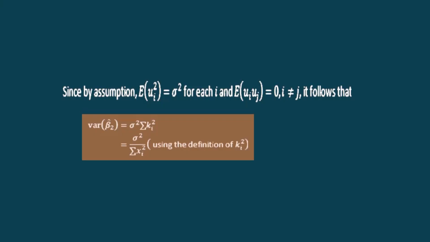So keeping that in mind, we can write the variance of beta 2 hat as sigma squared times the summation of ki squared. So what is this ki squared? Ki squared is basically the weight which was already assigned, and from the definition of ki squared, we know that it comes out as sigma squared by summation xi squared. How this sigma squared by summation xi squared comes up is discussed in the subsequent steps.